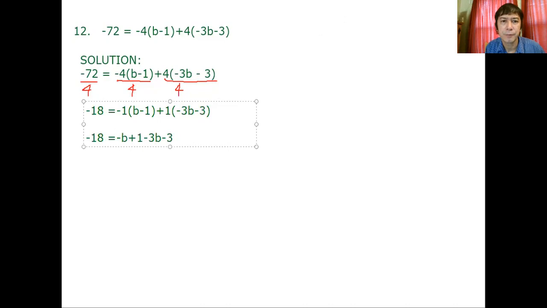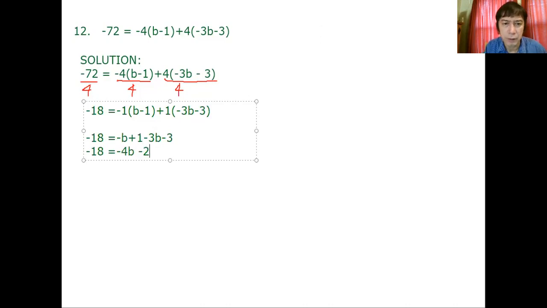There. And so after this, we are now going to simplify further by combining like terms. Negative 18 at the left remains negative 18. The right side combines: negative b and negative 3b is negative 4b. And then the numbers, positive 1 and negative 3, is negative 2.